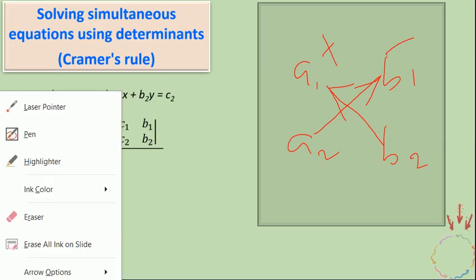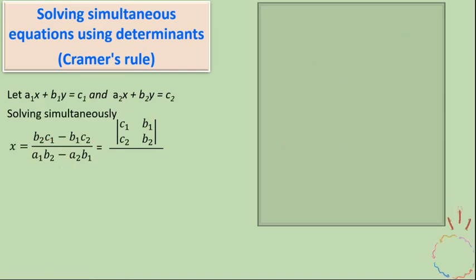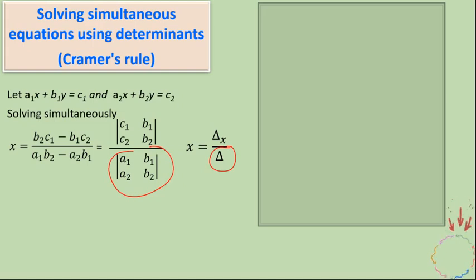And now we can actually look at how we handle this. Using that, we can write the denominator in form of determinant. That will give us the determinant of x as the numerator, divided by the denominator, which is the determinant of the coefficients of x and y, which is A1, B1, A2, B2.